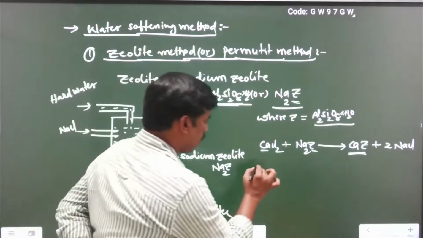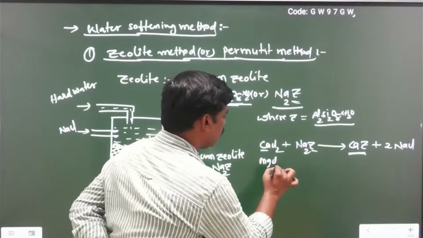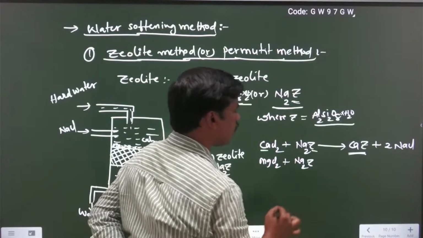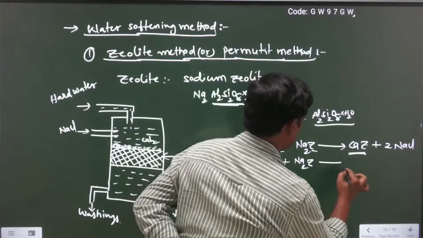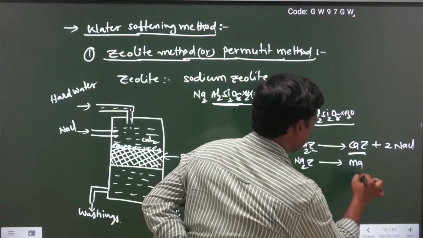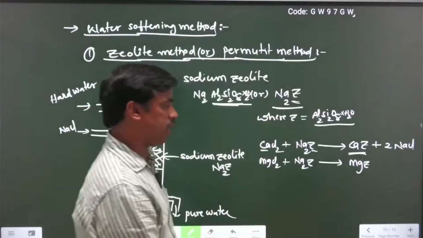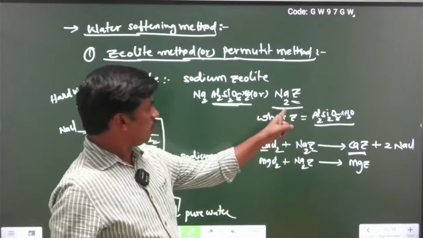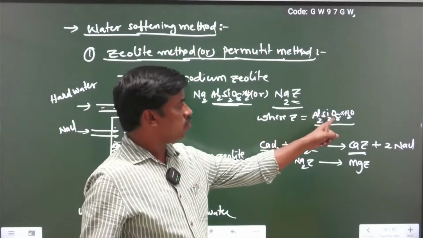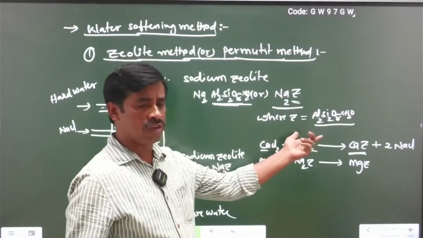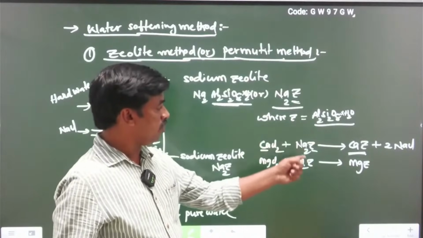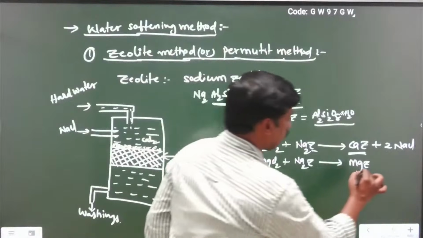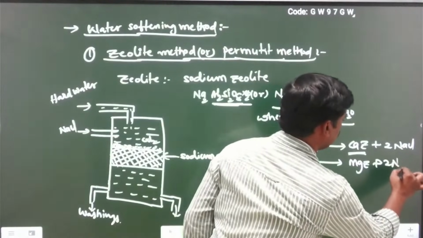In a similar manner, magnesium chloride combines with sodium zeolite and forms magnesium zeolite. Z is Al2Si2O8·XH2O; every time there is no need to mention it, I already explained it previously. MgZ you can write, with the remaining 2 NaCl.